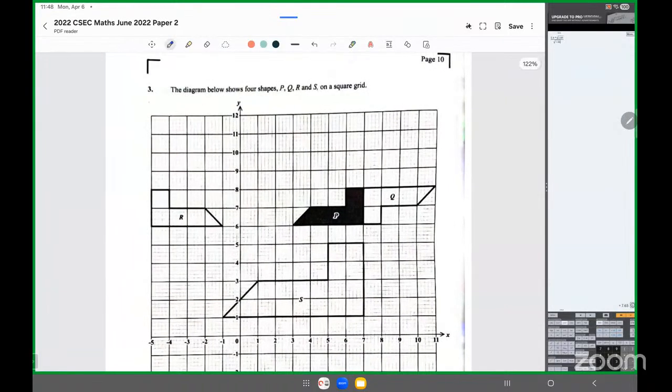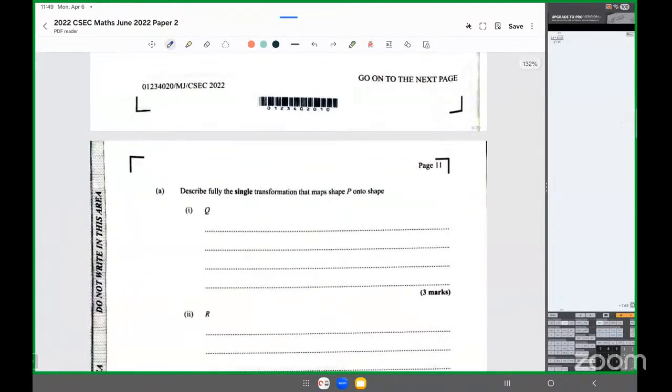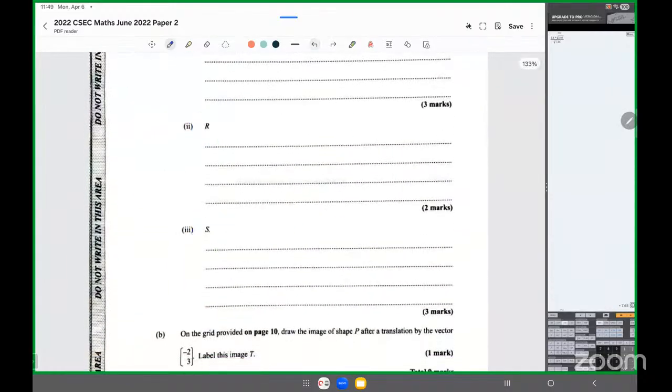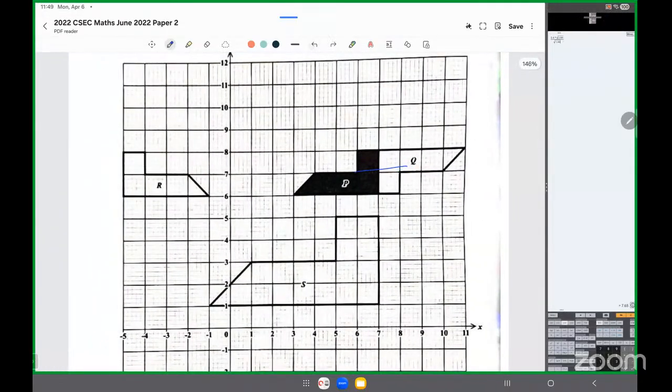All right. So it says, the diagram below shows 4 shapes, P, Q, R, and S on a square grid. That's P, which looks like the original object. That's Q, that's R, that's S. S clearly is an enlargement, and this one is bigger than the rest. It says, describe fully the transformation which maps P onto these shapes. So I want to know what transformation maps onto those 3. Doing P to Q first, this one to this one.